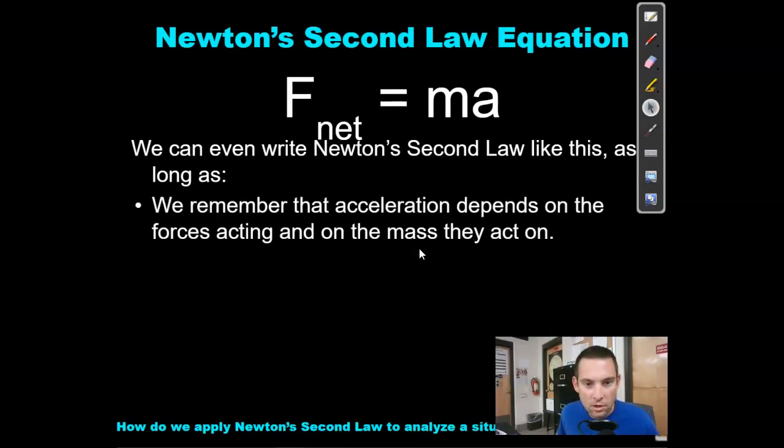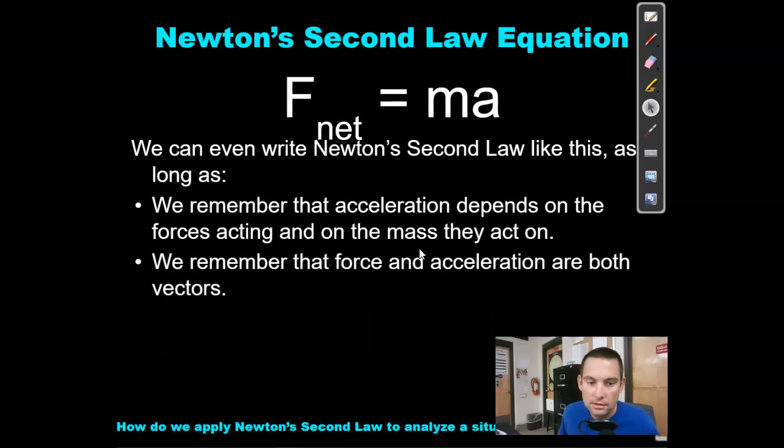We can write this as long as we remember that acceleration depends on the force acting on the mass that they act on. We remember that force and acceleration are both vectors. So this is just condensed. This is normally what you would see, like if you've ever learned Newton's second law in another class, physical science, middle school, anything like that, it would just be F equals ma, which is unfortunate. It's not the whole story.